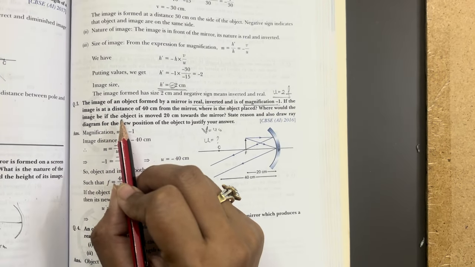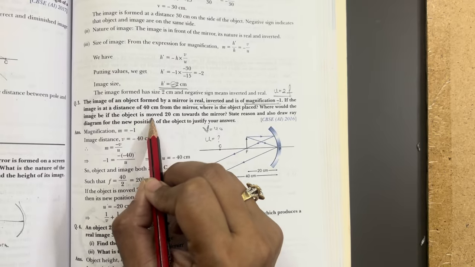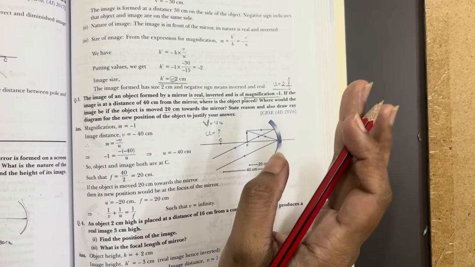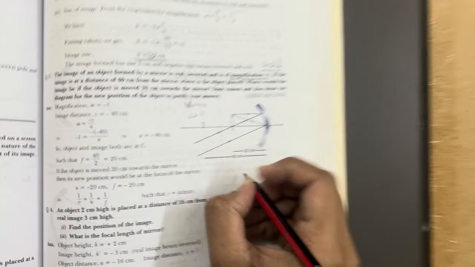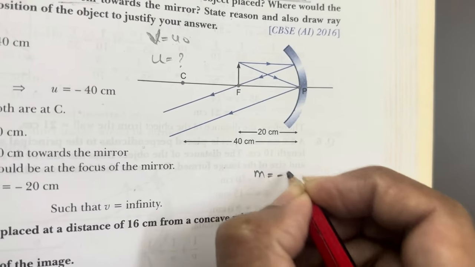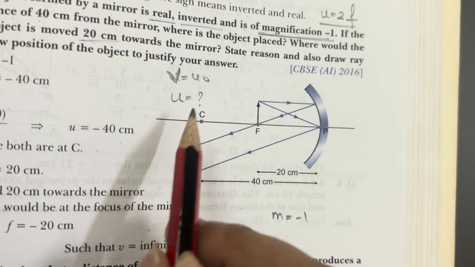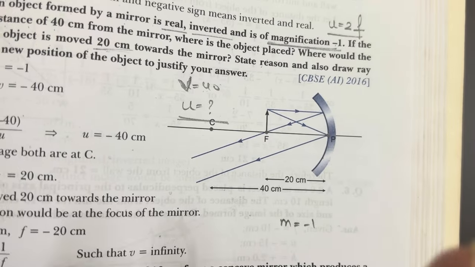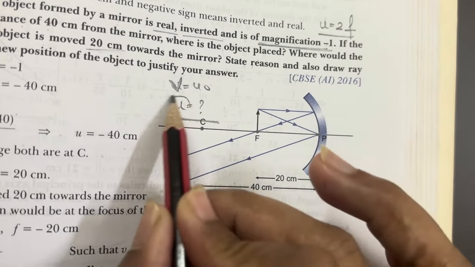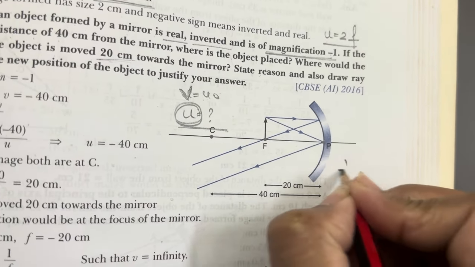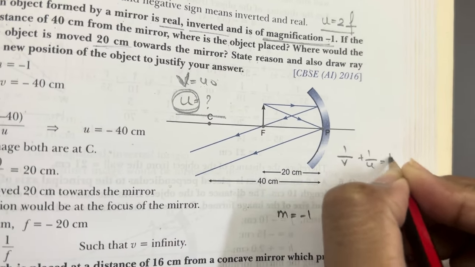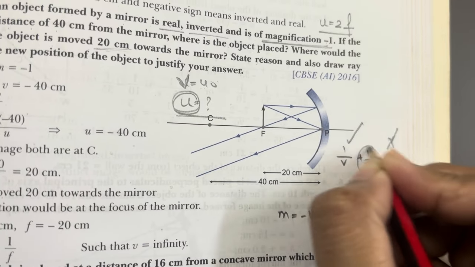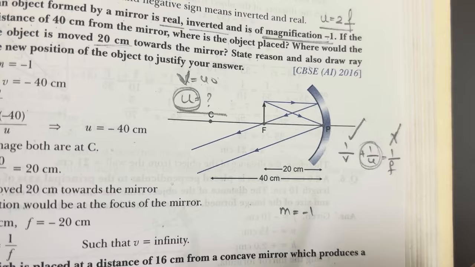Where would the image be if the object is moved 20 centimeters towards the mirror? First of all, I don't know anything from this. I know that the magnification is given as m is equal to -1. Because he did not give f, u, I cannot do anything for this. But I still have to find the u. They are asking me to find the u. What is the formula? 1 by v plus 1 by u is equal to 1 by f. v I know, f I don't know. u also I do not know.